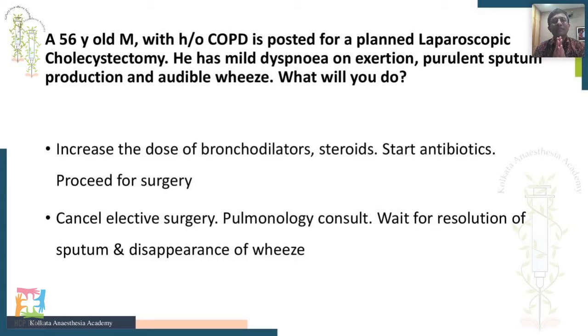A 56-year-old male with a history of COPD is posted for a planned laparoscopic cholecystectomy. The person has mild dyspnea on exertion, purulent sputum production, and when you auscultate, there is an audible wheeze. What will you do? Increase the dose of bronchodilators and steroids, start antibiotics, admit, and proceed for surgery, or cancel the elective surgery, send the person for a pulmonology consult, and wait for resolution of sputum and disappearance of wheeze?